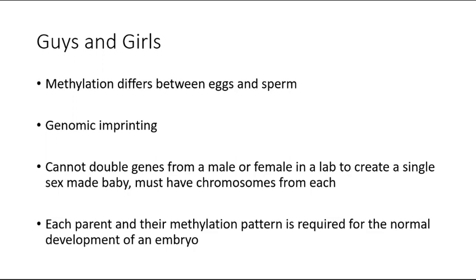So this is sort of what I was alluding to earlier. Methylation is going to differ between the eggs and the sperm, and that's why, women, you can't just do away with us. You can't just take your DNA and make a super baby with only female DNA. Nope, you need the male imprintation. You need the male methylation patterns as well. It does something called genomic imprinting, where you put specific information into the growing child, and they have to have chromosomes from each. The methylation pattern is required from the male and the female to develop a viable embryo.